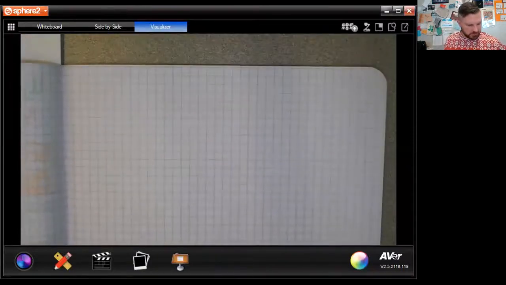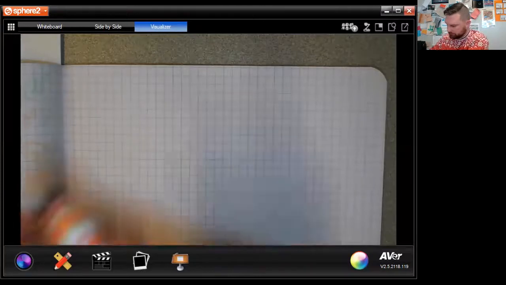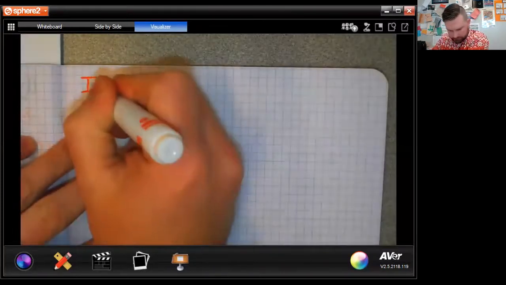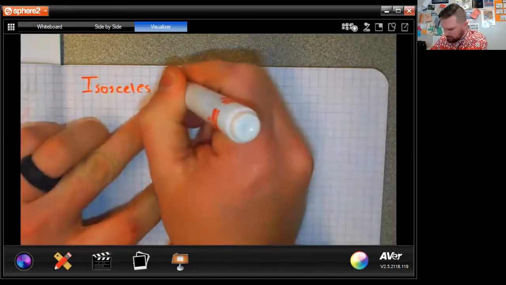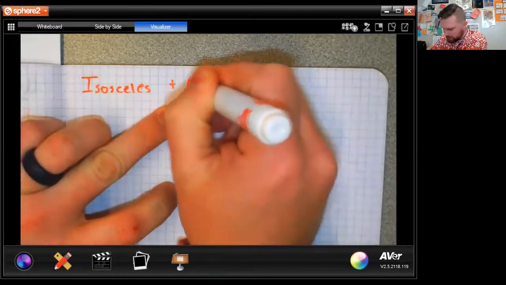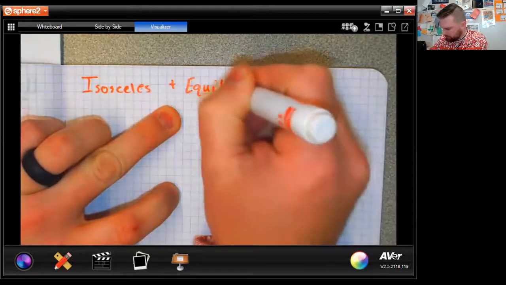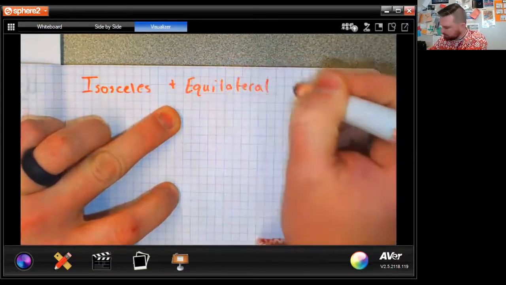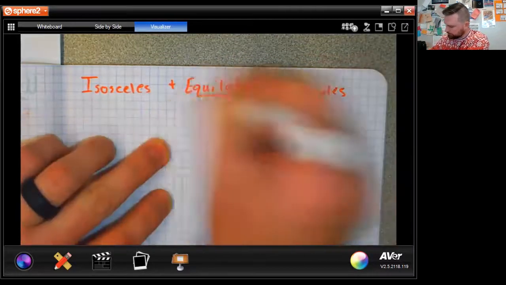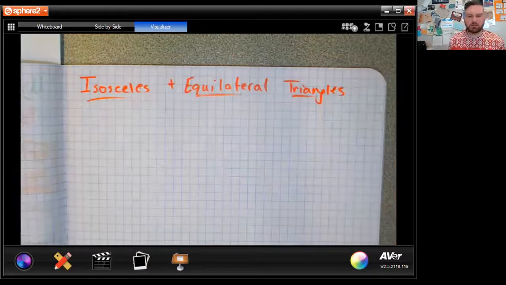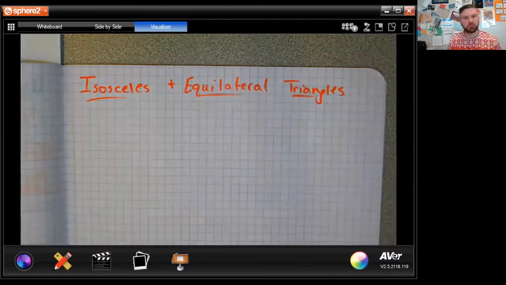So on page 61, we're going to look at isosceles and equilateral triangles. Okay, remember, isosceles triangles are triangles where two sides are equal, and in an equilateral triangle, all sides are equal.